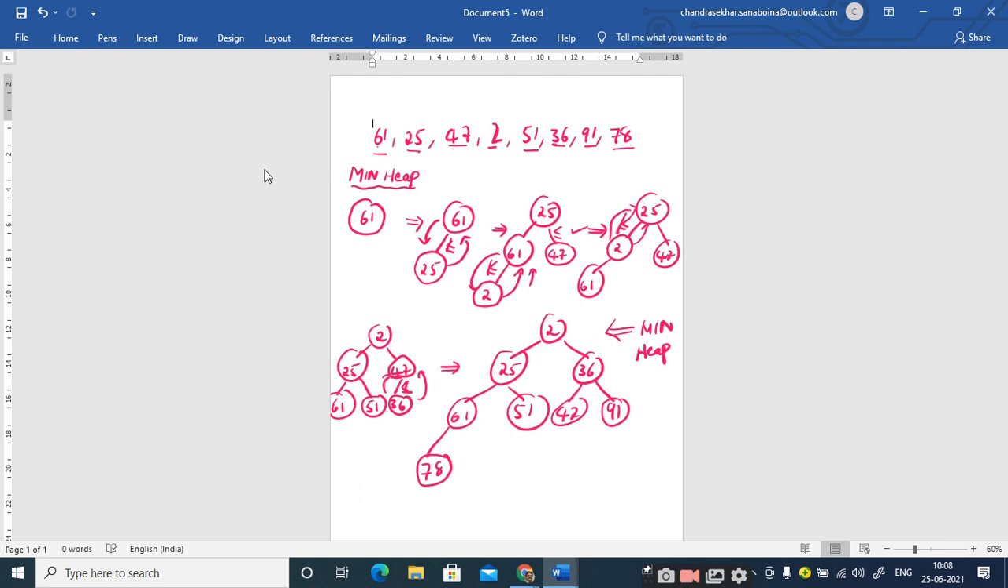So this is all about the min heap and max heap constructions. In the next class we will be discussing how we can perform heap sort based on these heaps, right? We'll see various insertion. Can anybody tell me how we are performing the insertion operation?